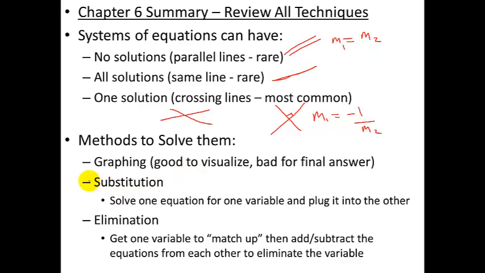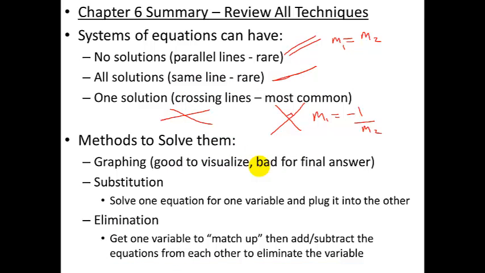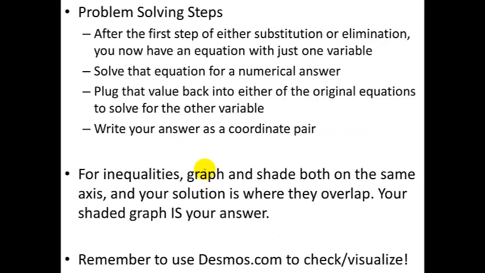The two methods that really did work well were substitution, where you pick one of the two equations and solve it for a single variable, and then plug it into the other one. Or the elimination method, where you get the two variables to match up so that you have a positive something x and negative something x, and then when you add the two equations together, one of the variables cancels out. Regardless of whether you choose substitution or elimination, once you get past that first step, everything else is the same. So let's move on to the problem-solving steps.